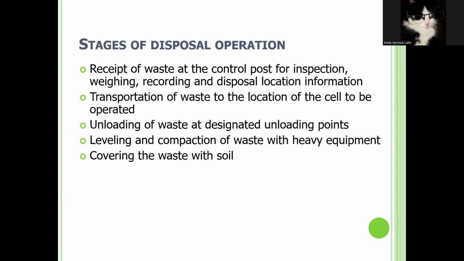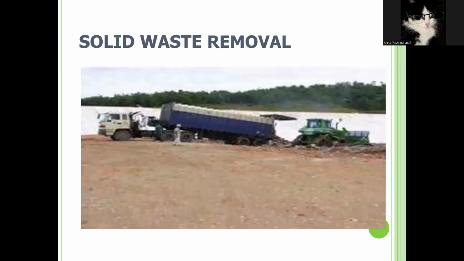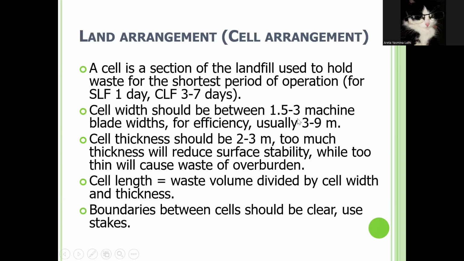And also the stages of disposal operation. There are receipt of waste at the control post for inspection, weighing, and recording of disposal location information, transportation of waste to the location of the cell to be operated, and also unloading of waste at designated unloading points, and leveling and compaction of waste with heavy equipment. And the last one is covering the waste with soil. And these are the pictures of the solid waste removal. As you can see in here, there is the heavy equipment, which is the trucks and also the wheel loader.